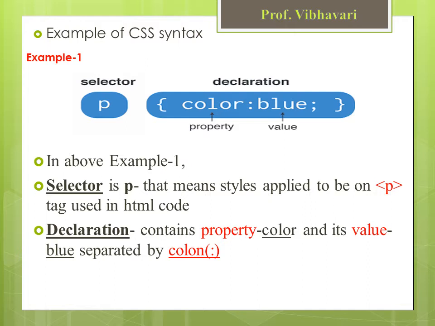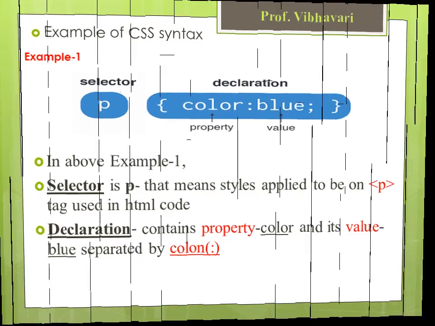Next point is declaration. It contains the name of the property. What is it? It is the color and its value is blue. So this property name and the value are separated by the colon symbol.